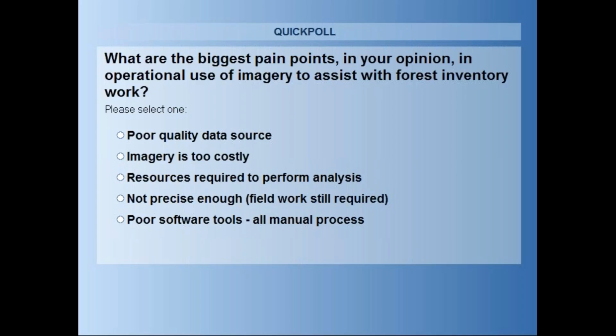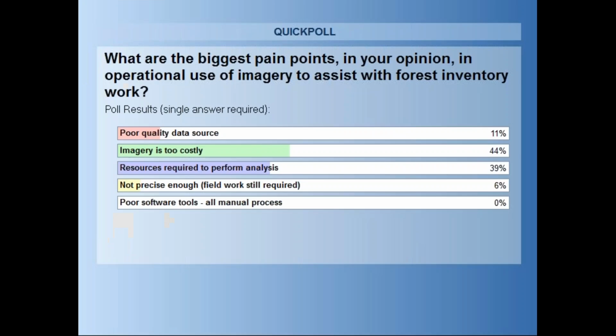I'll count down from 3, so 3, 2, 1, and thank you everyone for voting on that, and I'll just show you the results. And it seems like image cost and resources required to perform image analysis are the barriers that people are identifying.